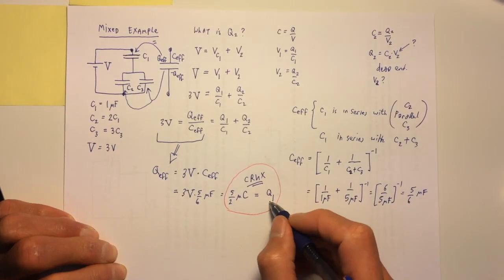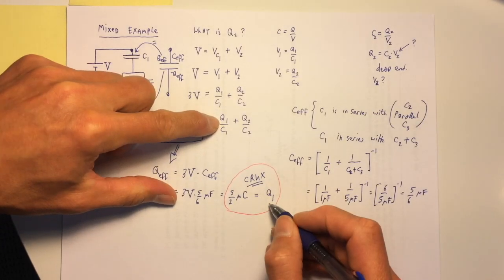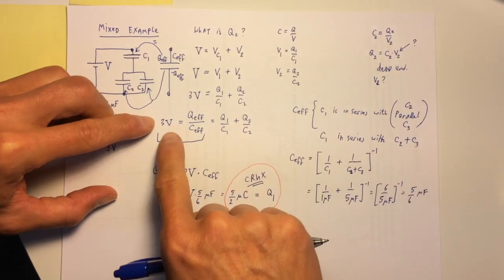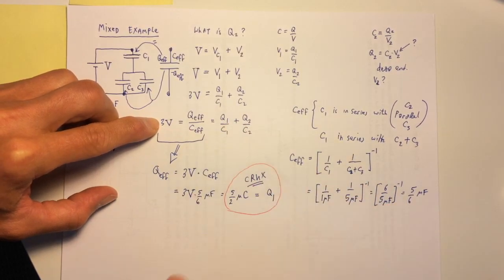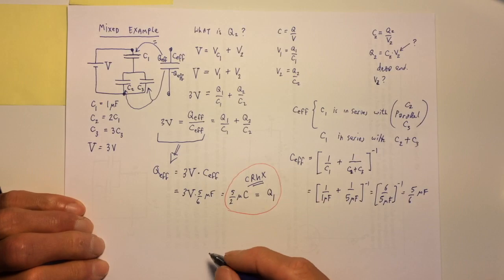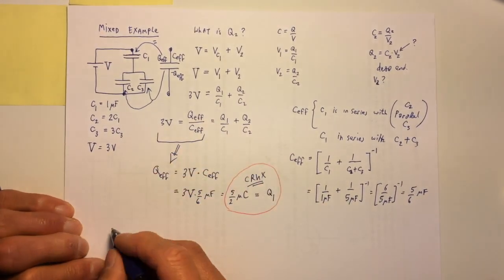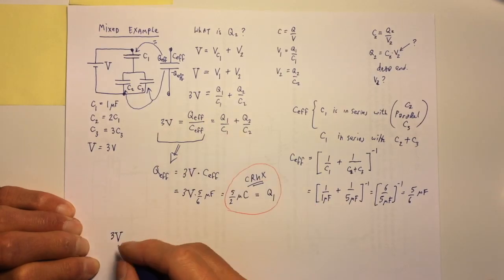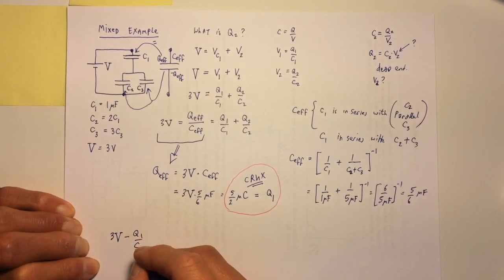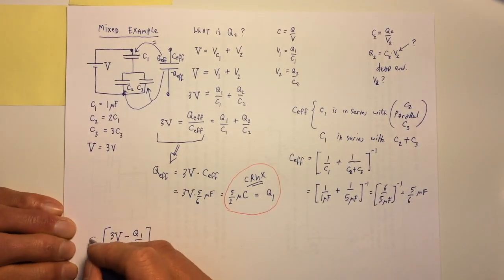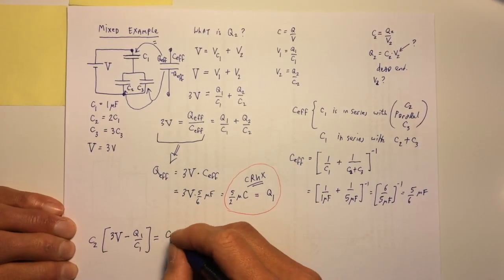So now I'll go back here, and it doesn't really matter. I'm going to use 3 volts equals this plus this, where I know one of the Q's, and I'm going to solve for Q2. So if I take this line down, I hope you can see that 3 volts minus Q1 over C1 multiplied by C2 is equal to Q2.